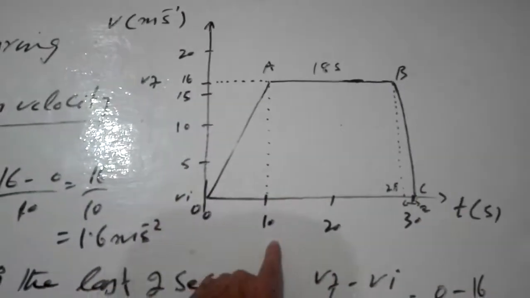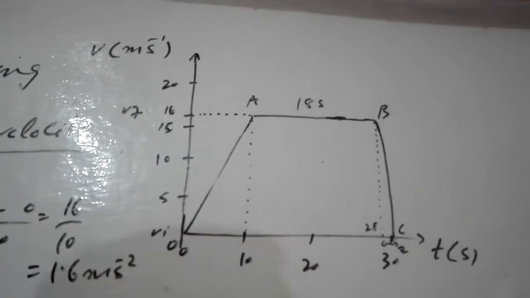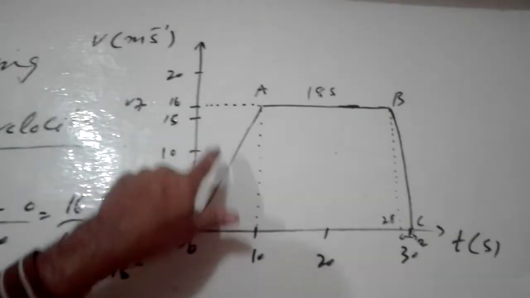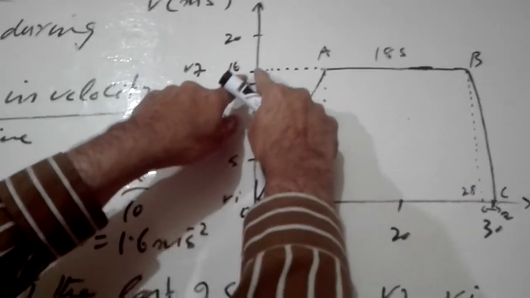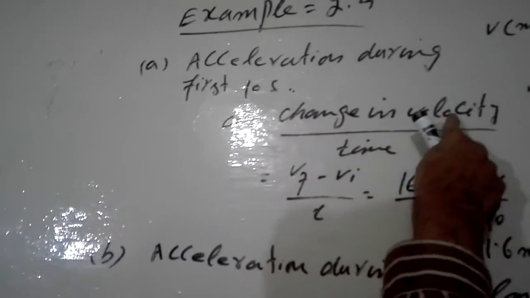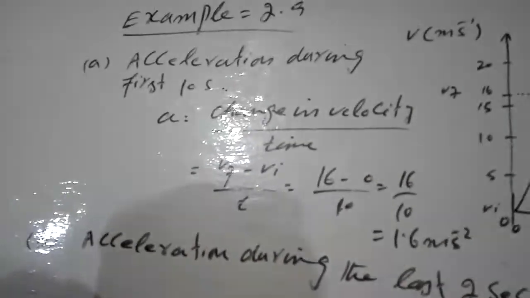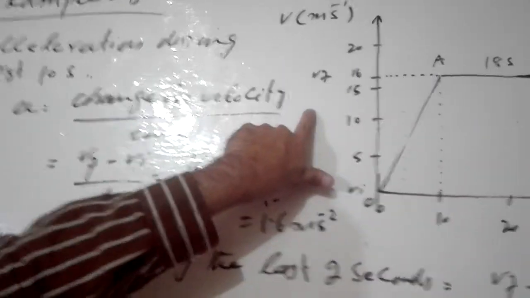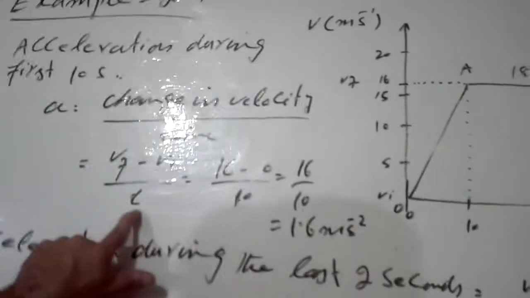So note, if you have to find the acceleration, go to the definition of acceleration. What is the definition of acceleration? I explained it to you, and I think you have learned. Acceleration is change in velocity over time. So you will write the formula for acceleration: change in velocity over time taken. Whenever you have to find a change, subtract the initial value from the final. So final value is Vf, initial is Vi, and t is the time.